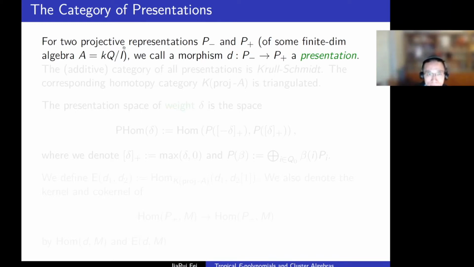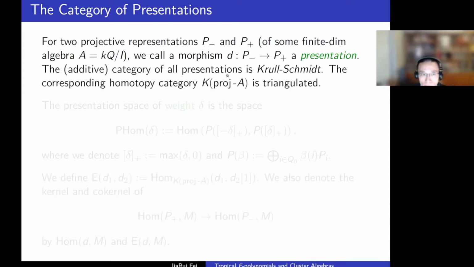By a presentation, I mean a morphism between two projective representations. One will be denoted by P minus, and the other one by P plus. So this is a morphism, and this is a presentation. The additive category of all presentations is Krull-Schmidt, and the corresponding homotopy category can be triangulated.